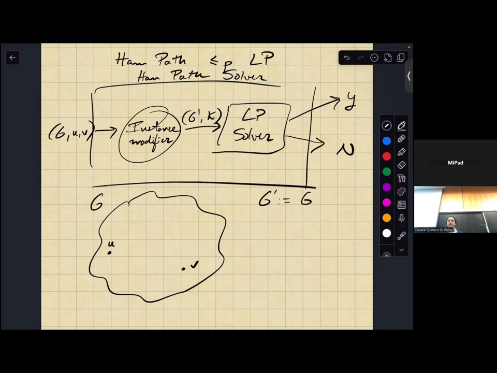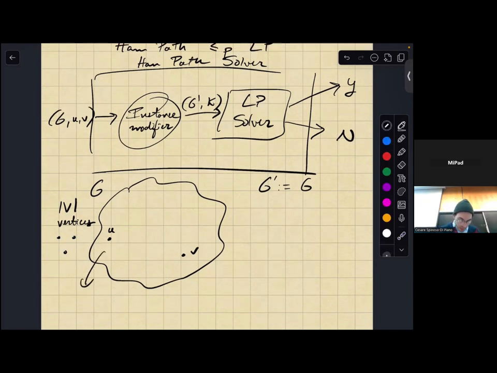And in terms of the longest path, let me assume that if I have a Hamiltonian path, then it covers each of the vertices. So if I have three vertices, the length of my Hamiltonian path must be 2. So it has to be the number of vertices minus 1.